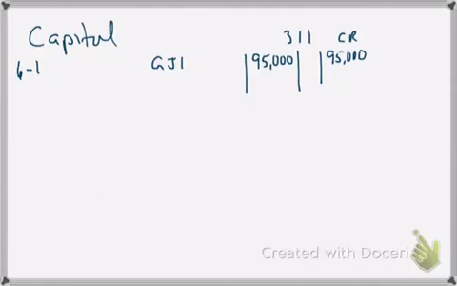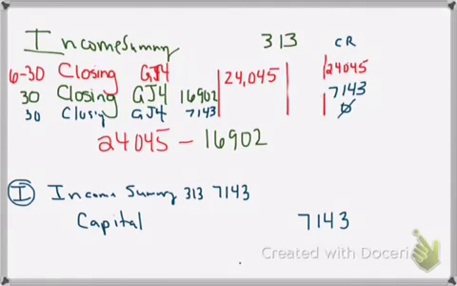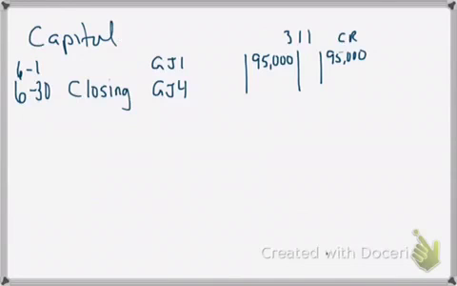That is posted in here as a credit. Then what I would do is on the 30th, I do have this closing entry. It is found on page 4, and it was for, if we go back, 7,143. So I would have 7,143, and that would have to be added to that 95,000, and I would have a balance of 102,143 is what I would be looking at for the capital account.